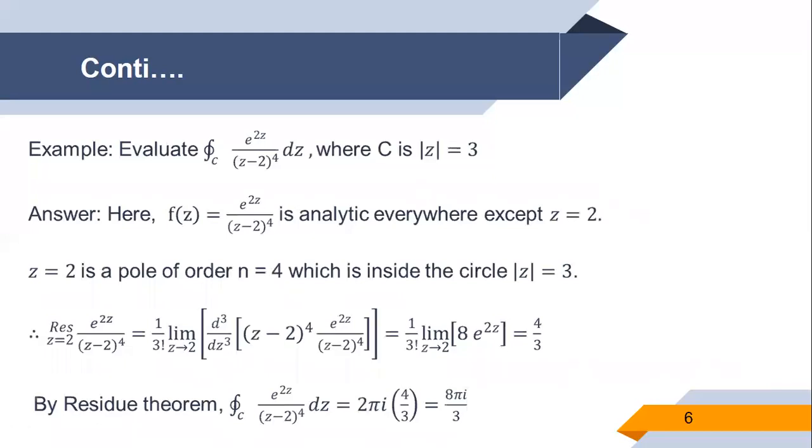Now another example. Evaluate the integration over the curve C of e raised to 2z upon (z minus 2) raised to 4 dz, where the curve is mod of z equal to 3. Here f of z is equal to e raised to 2z upon (z minus 2) raised to 4, which is analytic everywhere except z is equal to 2.